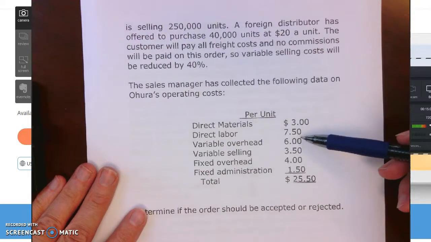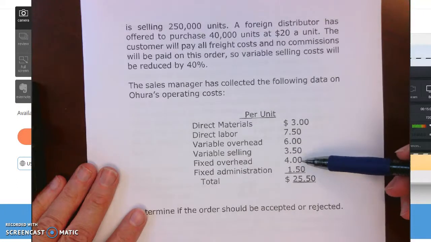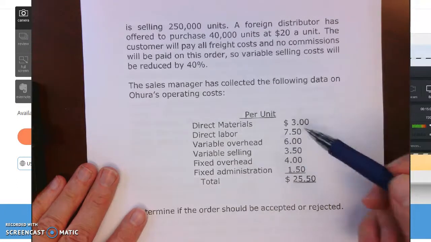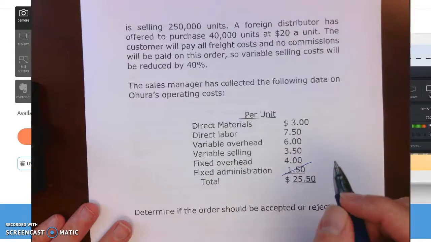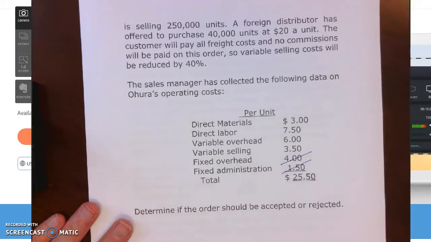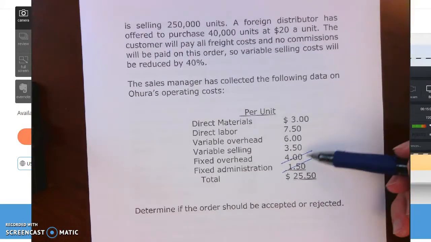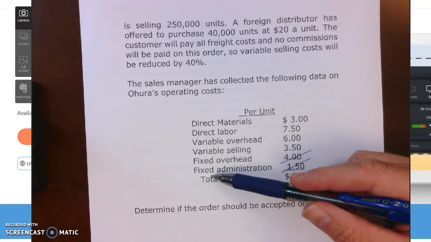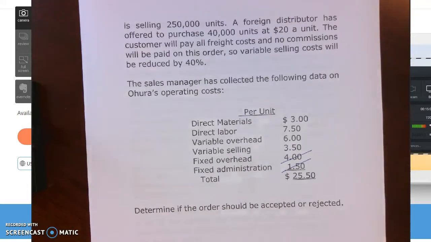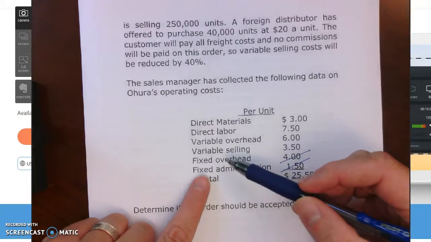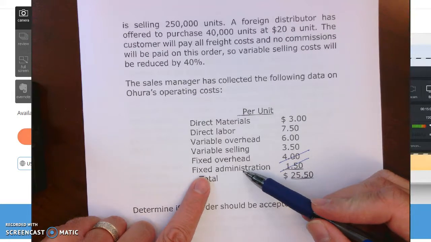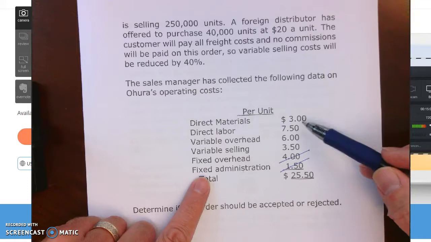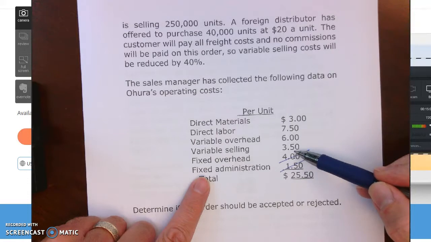The sales manager has collected the following data on our operating costs. So we have our materials costs, our labor, variable overhead, variable selling, fixed overhead, fixed admin. So if we take this special order, we don't have to consider this. We don't have to consider this. And the reason that we don't have to consider these two is that because they're fixed, they would be incurred regardless of whether or not we take the order. So if we take the order, we still have fixed overhead. If we take the order, we still have fixed administration.